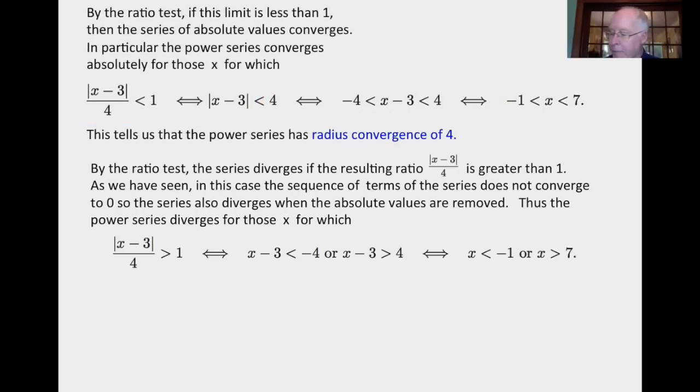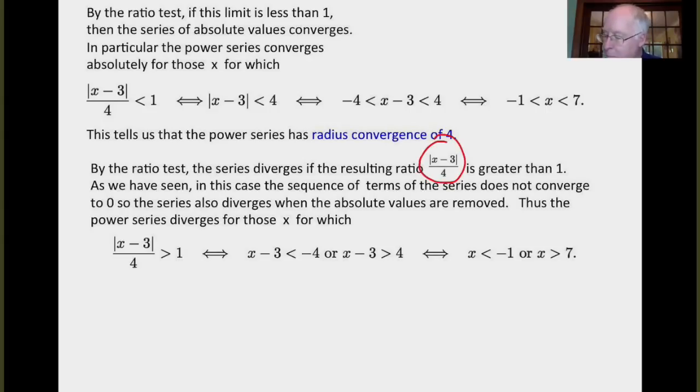Now, the ratio test also gives us information about divergence. We know by the ratio test the series diverges if this ratio that we came up with is bigger than 1. So let's analyze that case also. |x minus 3| over 4 bigger than 1 means either x minus 3 is less than minus 4 or x minus 3 is greater than 4. And so we have these two options, x less than minus 1 or x greater than 7.